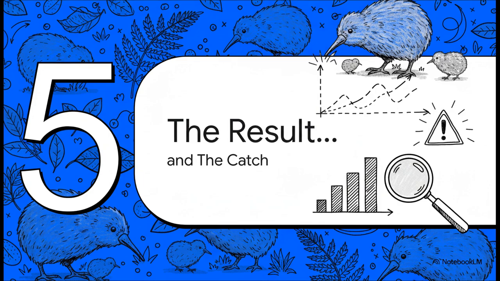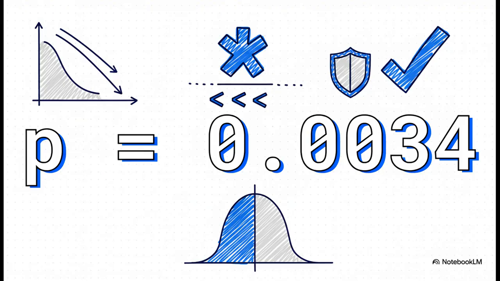So, after all that analysis, what was the final verdict for our Kiwi chicks? And maybe more importantly, what's the big catch? The crucial warning you need to hear before you ever just blindly trust a result from one of these things. The log rank test came back with this p-value, 0.0034.